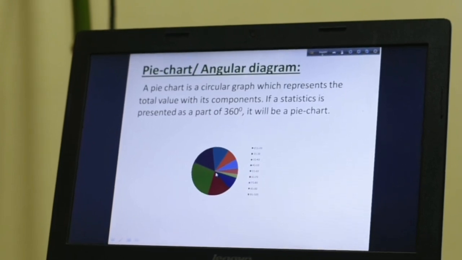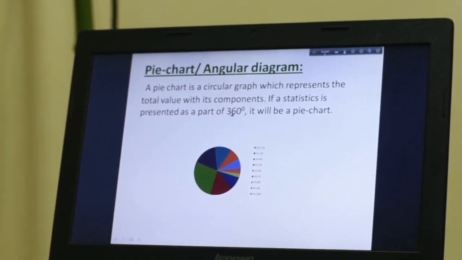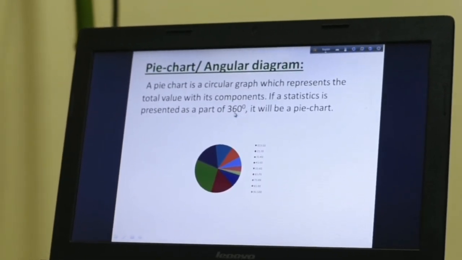The center of a circle contains 360 degrees, so the pie chart contains 360 degrees. This is very important for MCQ.